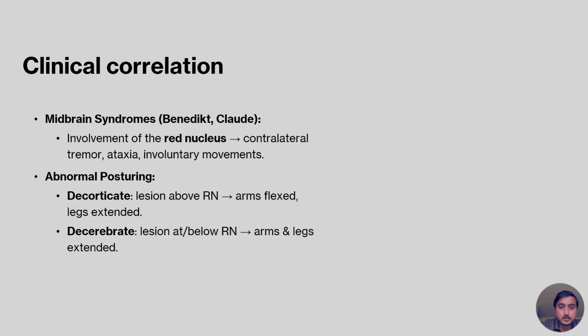And now some clinical correlation of the things that we just learned. In some of the brainstem syndromes, there are 5 different types that I'll be discussing in the upcoming videos, especially in the Benedikt syndrome and the Claude syndrome, we have the involvement of the red nucleus. So there will be contralateral tremor, ataxia, and there will be involuntary movements like athetosis, chorea, etc.